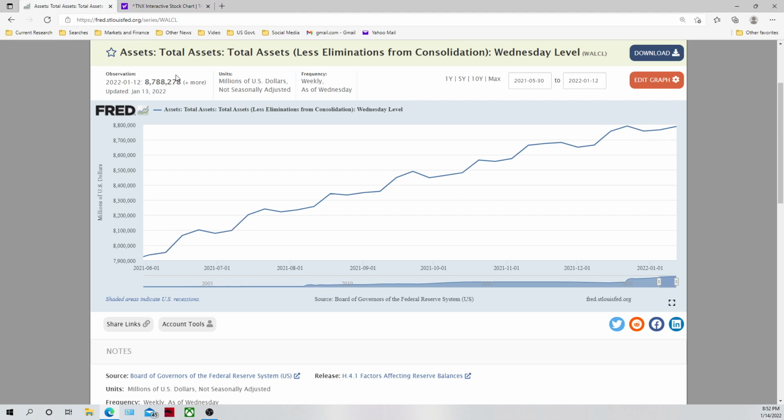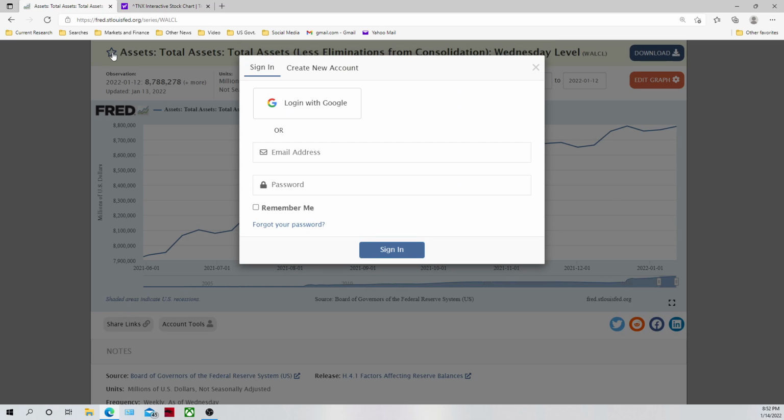I love this graph. If you want to see what the Fed is doing with the quantitative easing, just go to this graph right here. I need to favorite this. I'm going to favorite that.